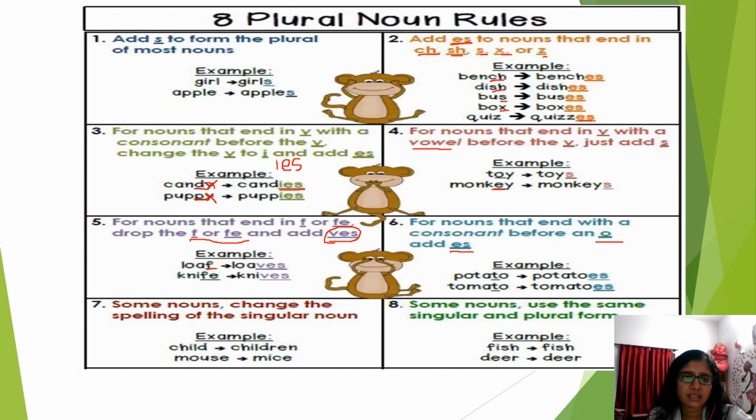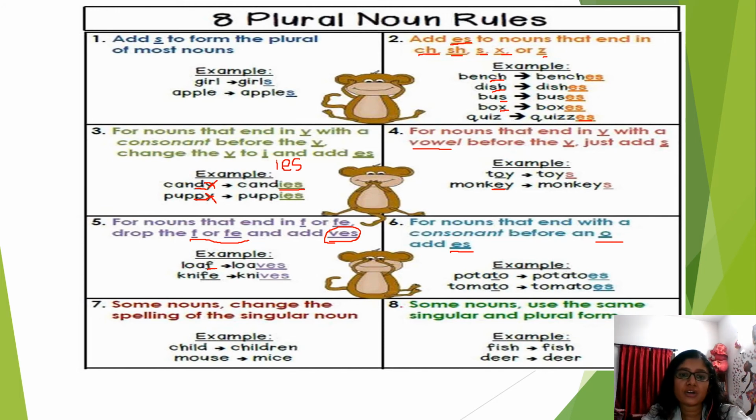Now, rule number 7 is that some nouns change the spelling of the singular noun. As I told you, adding es or ies is not going to help us. You have to change the entire spelling. For example, child, children. You should not say child's, that is wrong. Children's is also wrong. The plural form of child is children. That's why teachers call you, right? Children, my children. It means you all together.